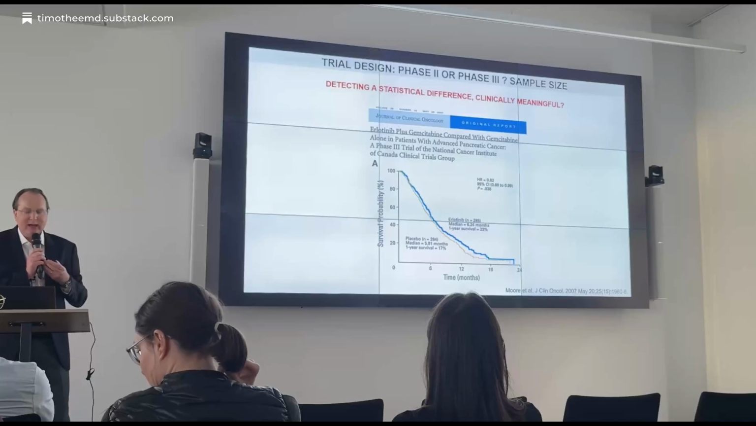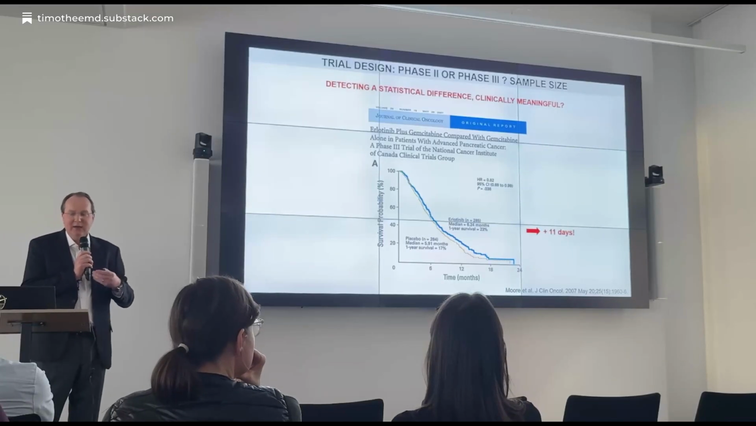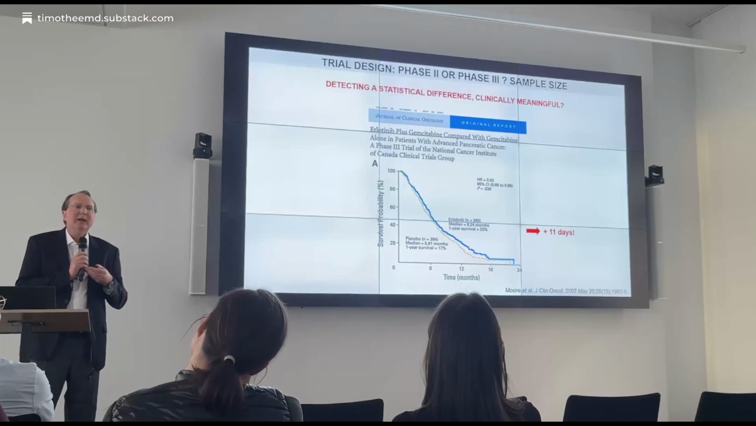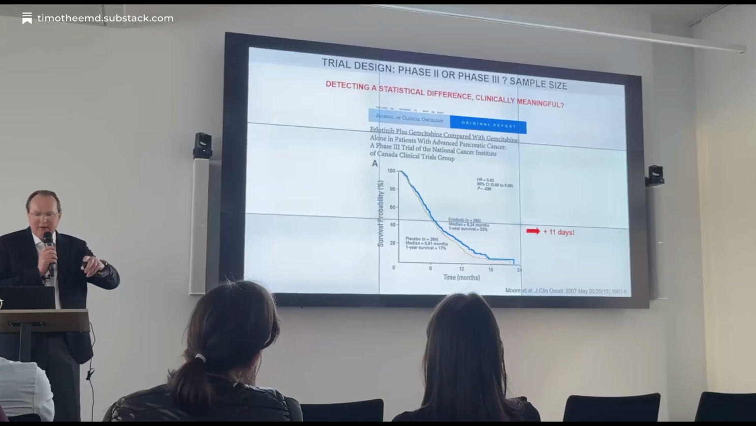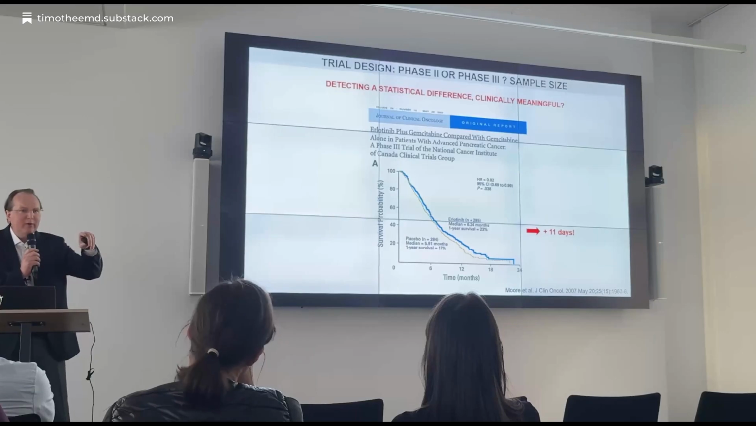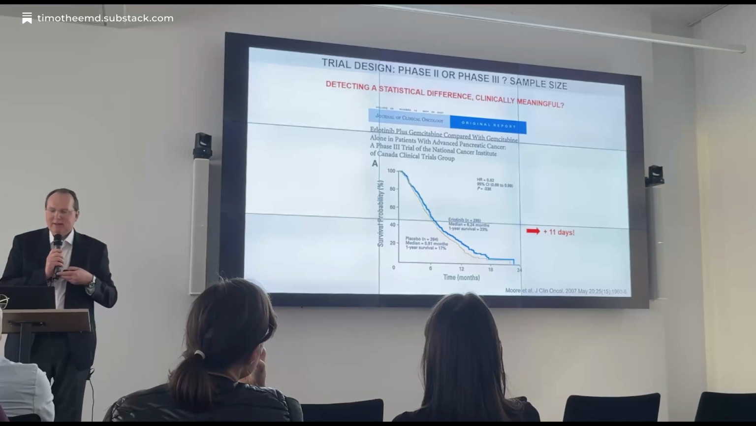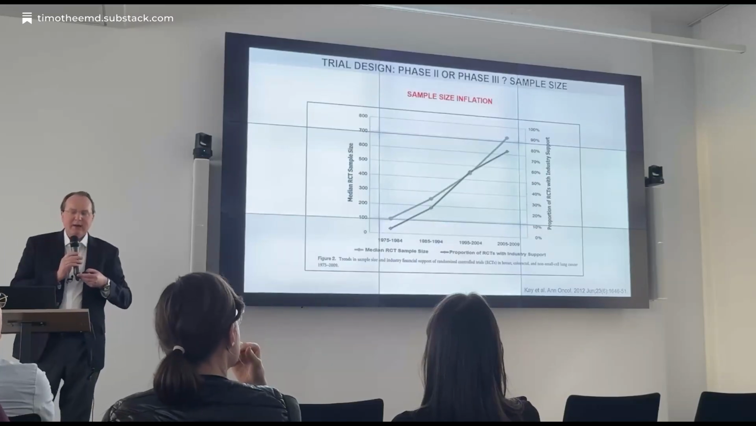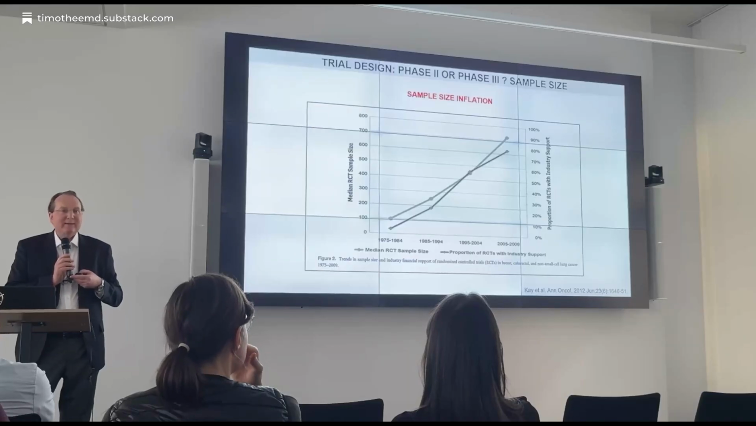I remember this trial, erlotinib plus gemcitabine compared to gemcitabine, and the median gain, which was statistically significant, was 11 days. And here, sometimes the median is confusing, you know that. But it's not just the median. Look, the curves, they are almost superimposable. So this kind of statistically significant difference is not clinically meaningful. And I think this was really driven by the sample size inflation.